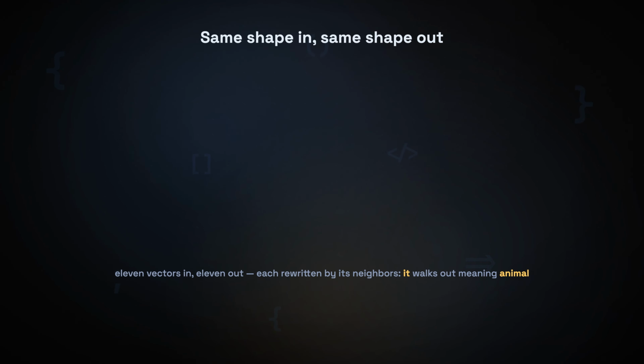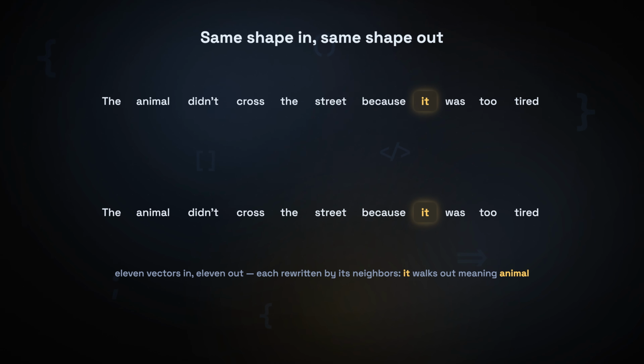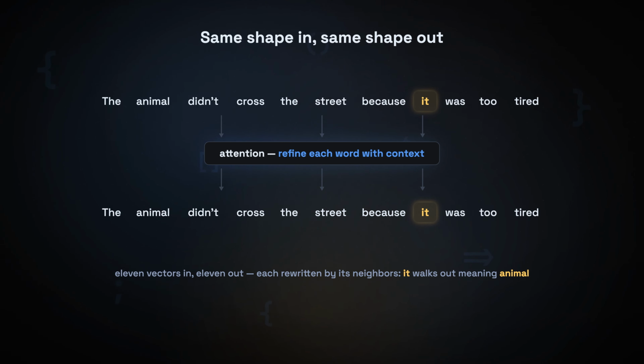Attention does not summarize the sentence down to one thing. It takes in a row of word vectors, and it outputs the exact same number of vectors. Same shape, in and out, but every vector that comes out has been updated to include context from its neighbors. Think of it as a refinement step. The word it walks in confused, and it walks out knowing it means animal. In, context, out. That is the entire job.